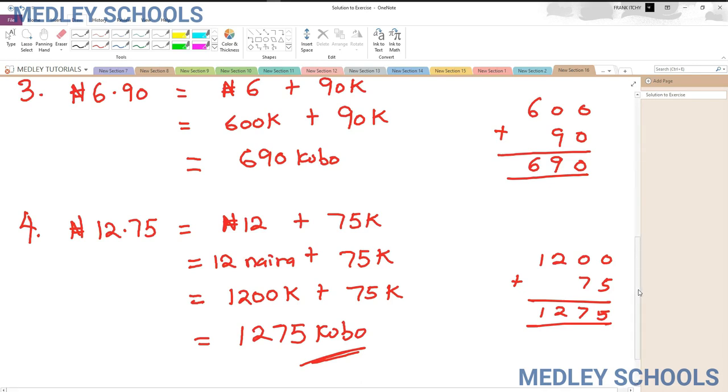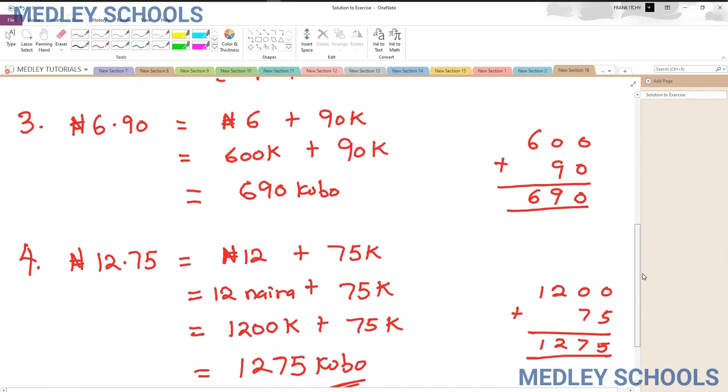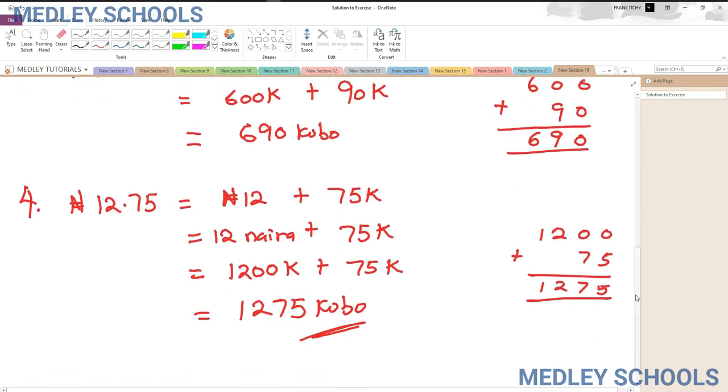Now with this, we have come to the end of this topic, that is money, majorly focusing on changing naira to kobo and changing kobo back to naira. And I hope you have learned and you have known the Nigerian currency in terms of coins and banknotes, and also know how to change money from kobo to naira and from naira to kobo.